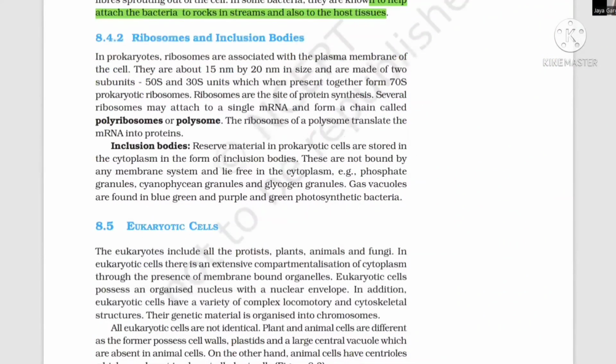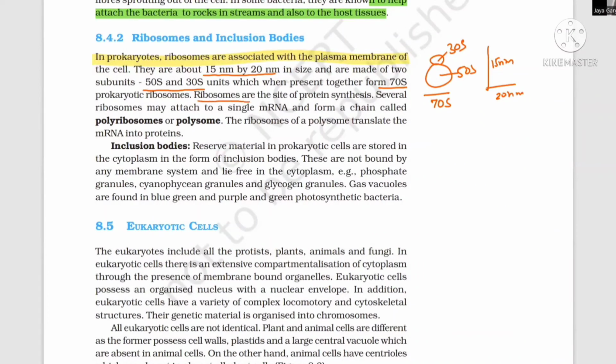Now see ribosomes. As I drew in the diagram, the majority of the ribosomes are bound to the cell membrane. So in prokaryotes, the ribosomes are associated with the cell membrane. Now size, please remember 15 to 20 nanometer, and 2 subunits, 50S and 30S, together 70S. So draw the ribosome this way. This is 30S. Don't apply math here. Someone asks, ma'am, the math total is coming 80? No, together it is 70S. Size is 15 nanometer by 20 nanometer, so you will learn the size.